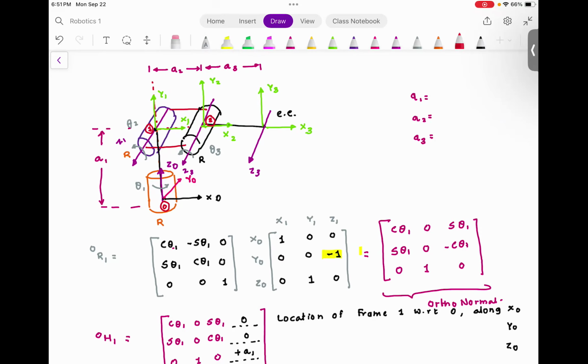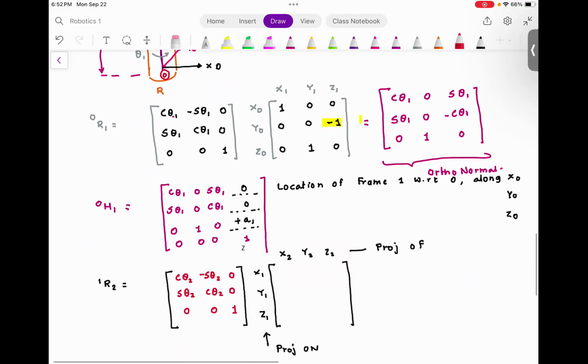They are aligned. It means projection of x2 on x1 is 1. Projection of y2 on y1 is 1. Projection of z2 on z1 is 1. Everyone understood this? So do you agree with me that the projection matrix is going to be an identity matrix? Any questions about this?